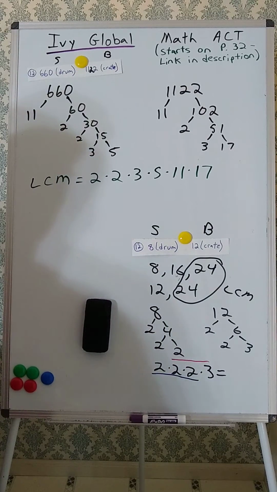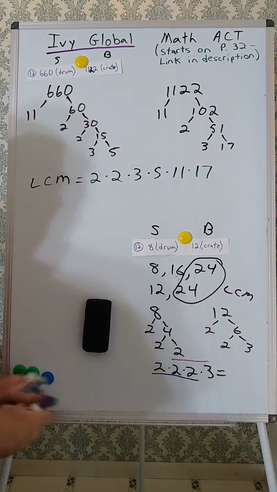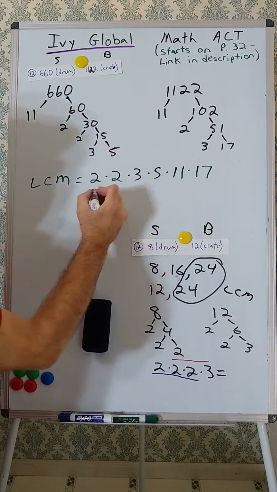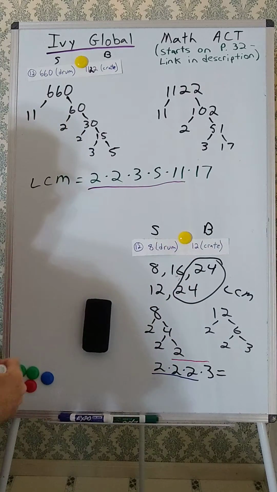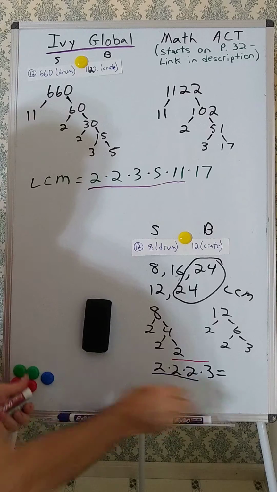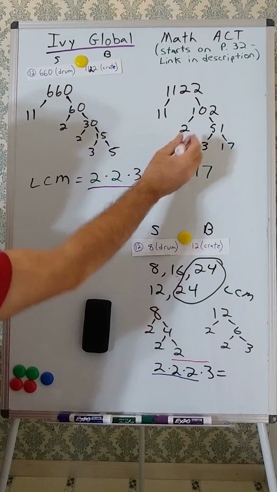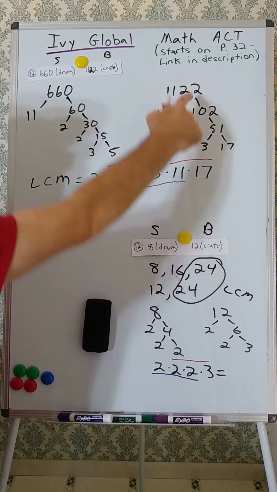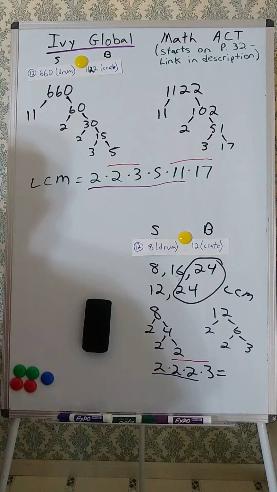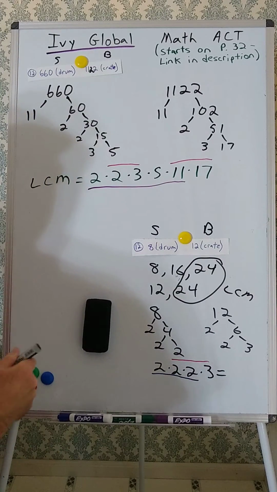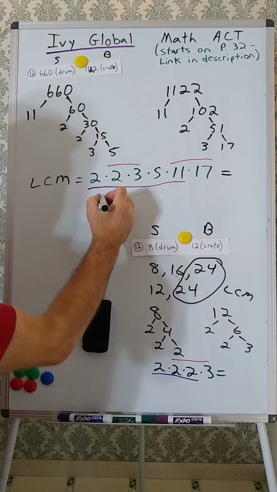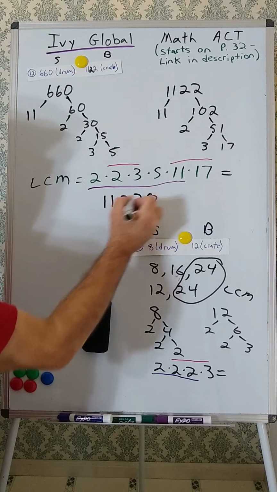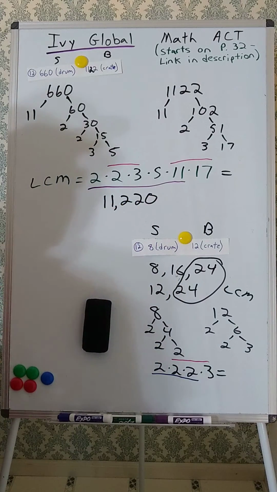And if we look at this number, we see that 2 times 2 times 3 times 5 times 11 is 660. And then we see that 2 times 3 times 11 times 17 is this number. Okay, if we multiply this number out, we're going to get 11,220.